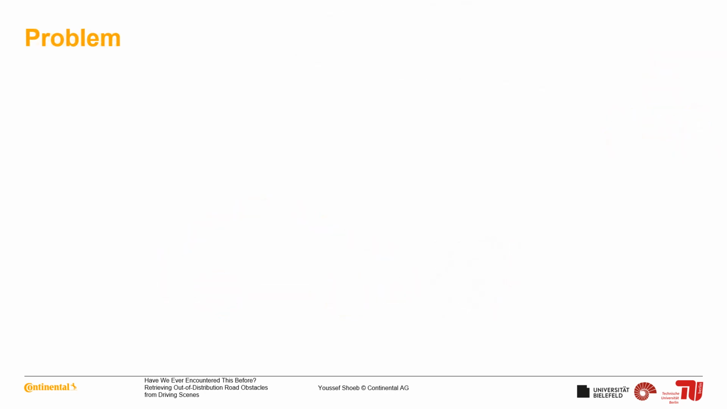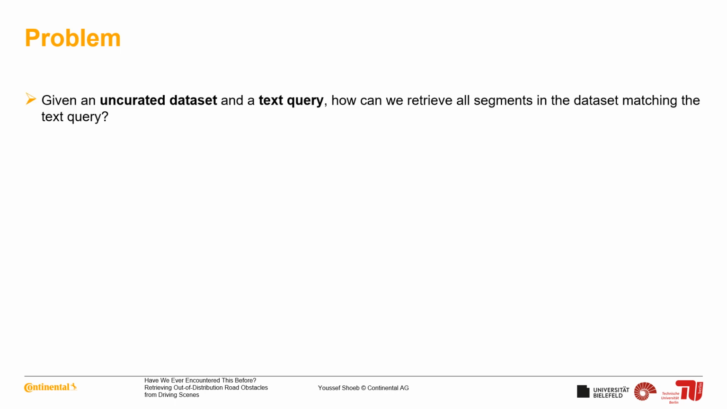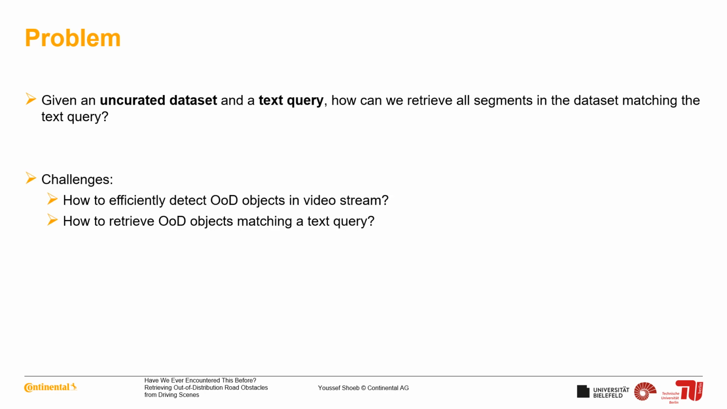We can formulate our problem as the following. Given an uncurated dataset, which is basically an unlabeled dataset, and a text query, how can we retrieve all the segments in the dataset that match the text query? Of course, in this setting, we are limited to only OOD road obstacles because this is exactly our use case. So we now face two challenges. One is how can we efficiently detect OOD objects in video streams and get the entire segment where the OOD object is present? And the second one is how to actually retrieve all the OOD objects that match our given text query.